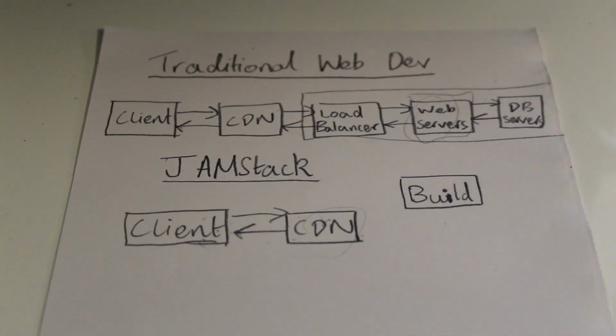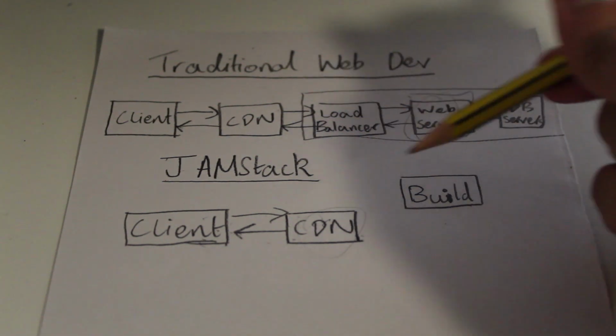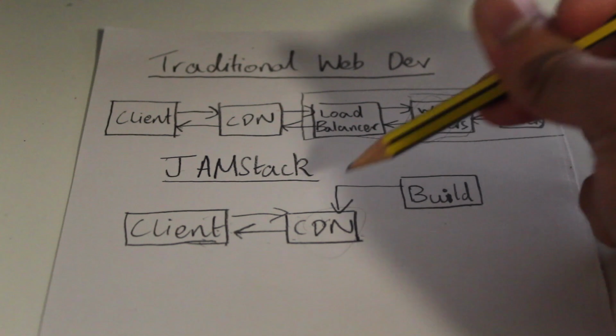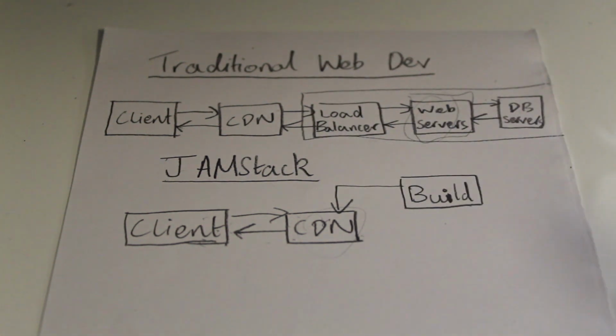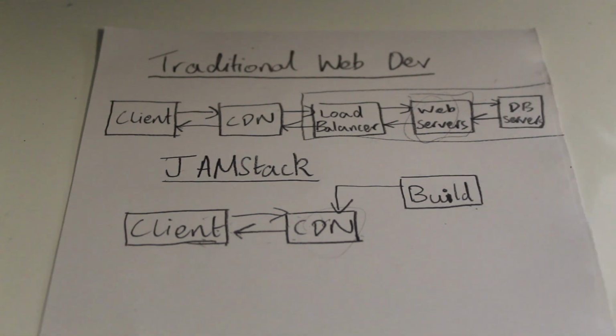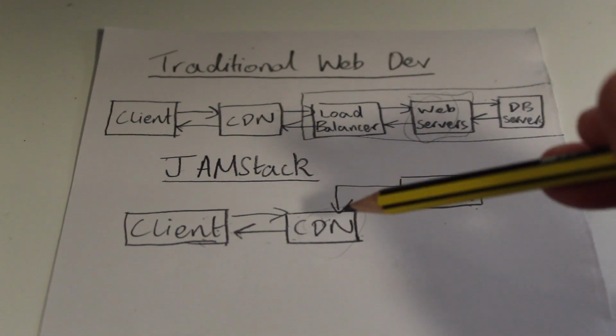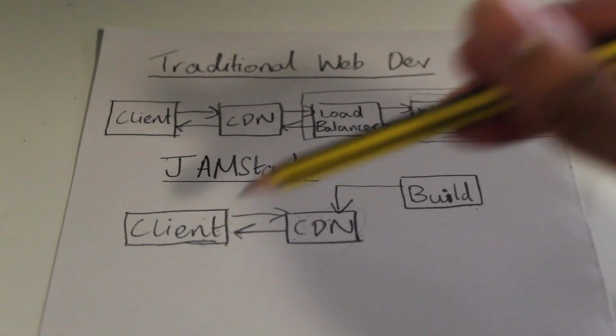The build stage here is responsible for compiling everything down into static markup, and that is then pushed to the CDN. This is the moment where you can leverage APIs, which can be third-party services or something you've built yourself. But the main idea here is, by the end of the build process, what you'll have is all of your static markup being pushed out to a CDN that's ready to be served to a client.